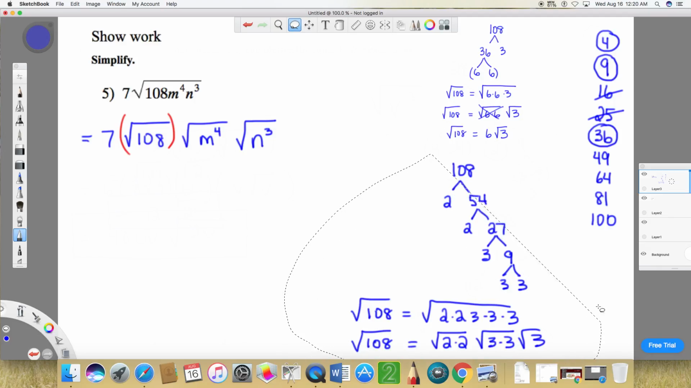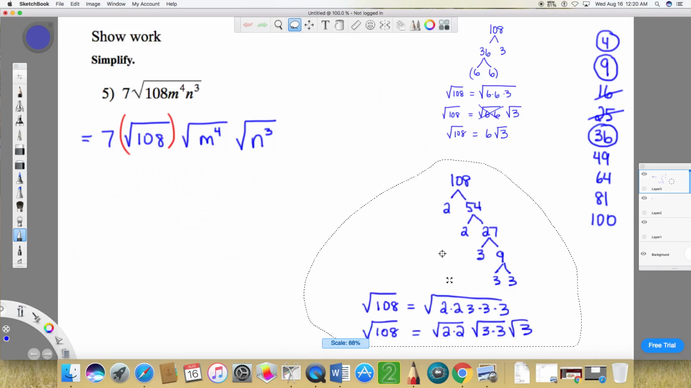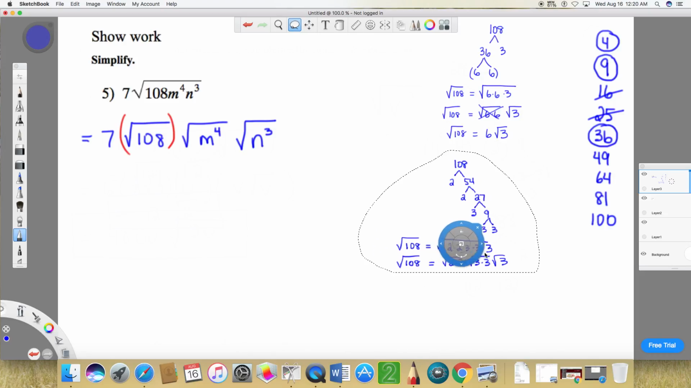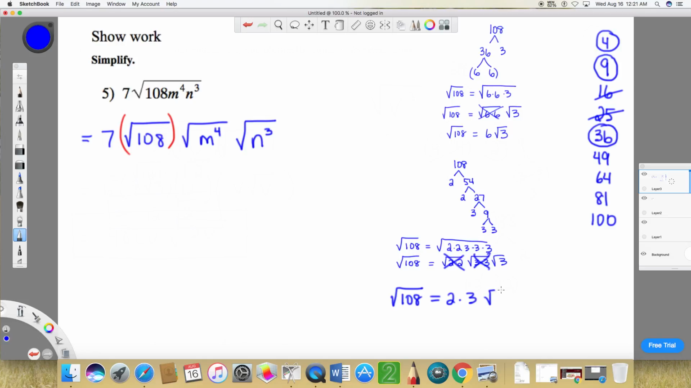Are we going to get the same answer that we get above? Well, we should. That was the whole point. The square root of 4 is just the number 2, and the square root of 9 is just the number 3, and we can't simplify the square root of 3. So 2 times 3 is 6, 6 times the square root of 3, which is the same answer that we got above. But look how many different rows you had here in your factor tree versus just 2.